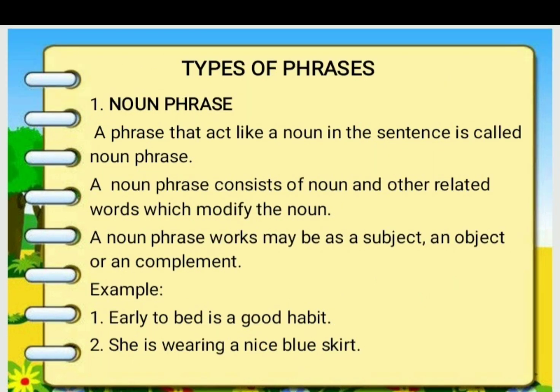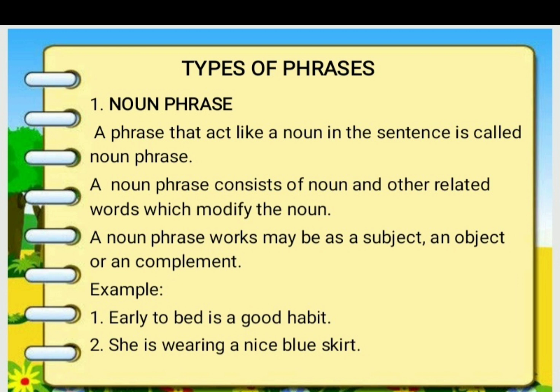So, now let's proceed to the types of phrases. Number 1 is noun phrases. A phrase that acts like a noun in a sentence is called a noun phrase. A noun phrase consists of a noun and other related words which modify the noun. A noun phrase may work as a subject, an object, or a complement. So, ibig sabihin, a noun phrase consists of a noun and other related words that can modify a noun or describe a noun.